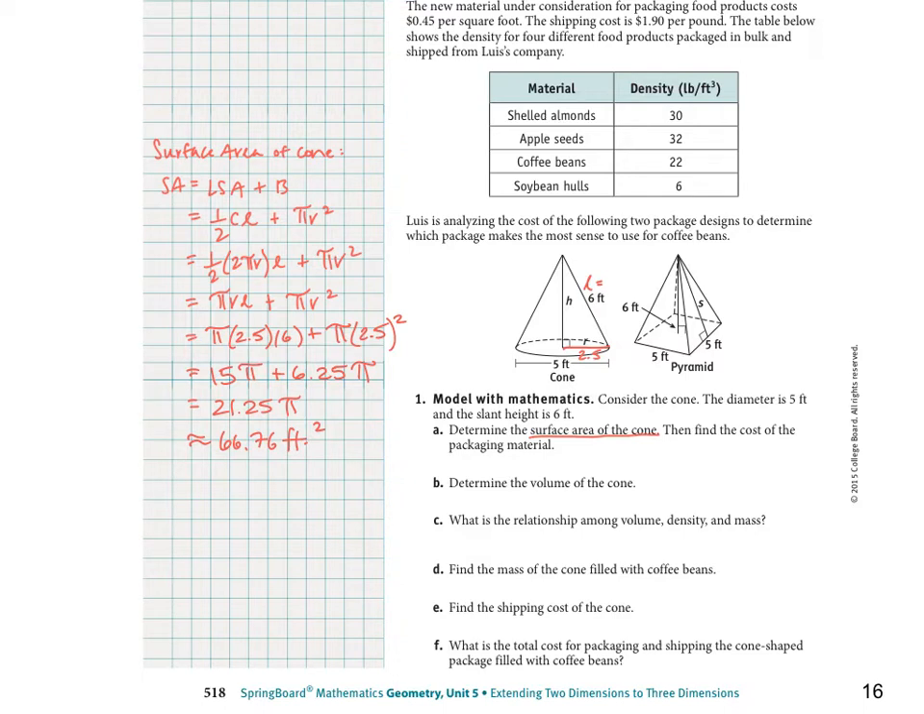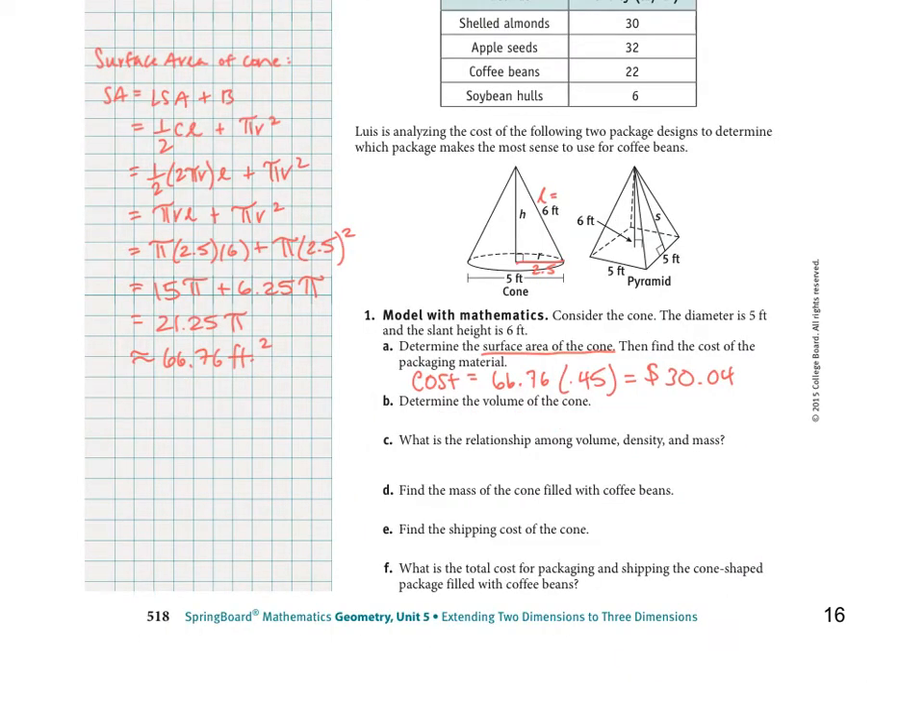Now, here's the thing. We have to figure out what the cost is going to be. So we're going to take that 66.76 square feet and multiply it by 0.45. Remember, up in our previous problem, it shows us that it is 45 cents per square foot, and we're working with square feet, so that's what we have. When we put that into a calculator, remember, we're talking about money, so we only want 2 decimal places. We're going to get $30.04.